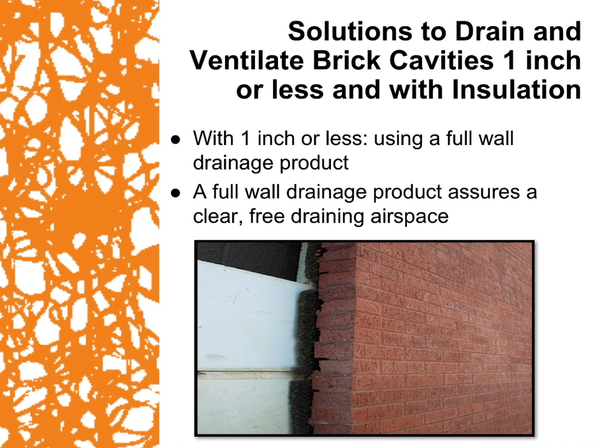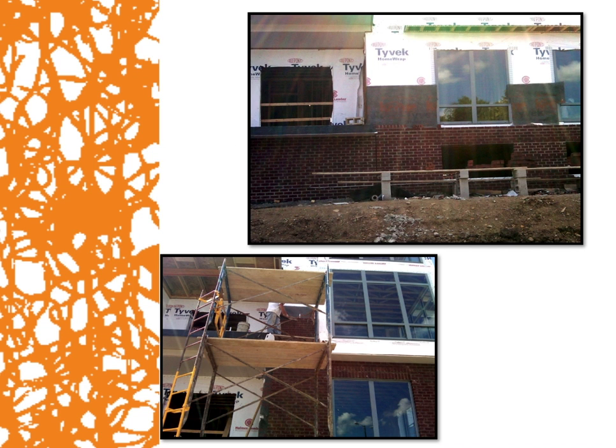With 1 inch or less, use a full wall drainage product. A full wall drainage product assures a clear and free drainage airspace. Just like in the pictures shown, you can see the WRB is on the wall with a full wall drainage mat being applied. Then the brick is going up over that full wall drainage, thus ensuring no mortar damming or mortar bridging, and also protecting that weather barrier from any problems that would occur with mortar damming or mortar bridging.